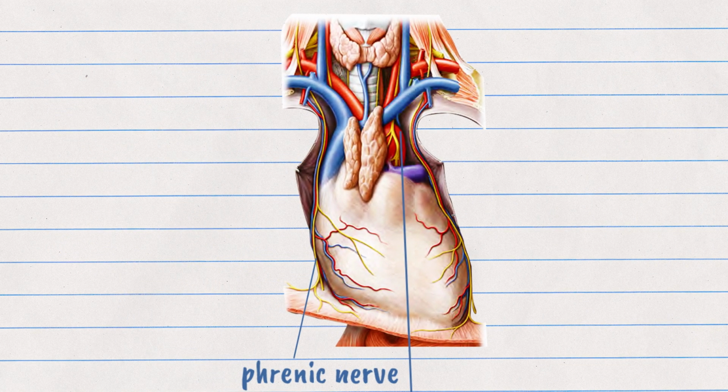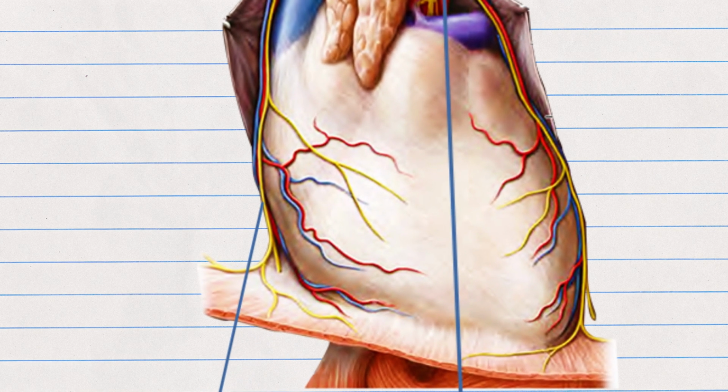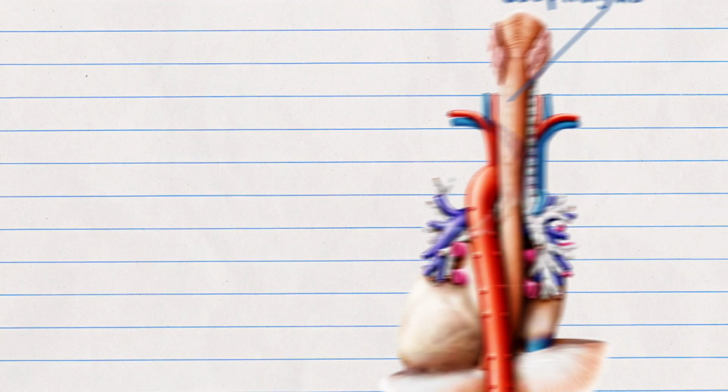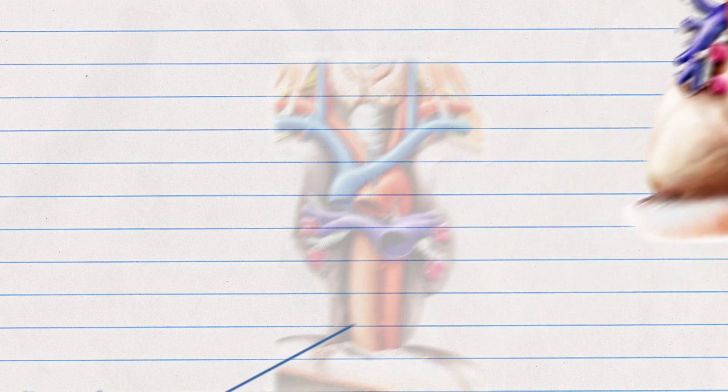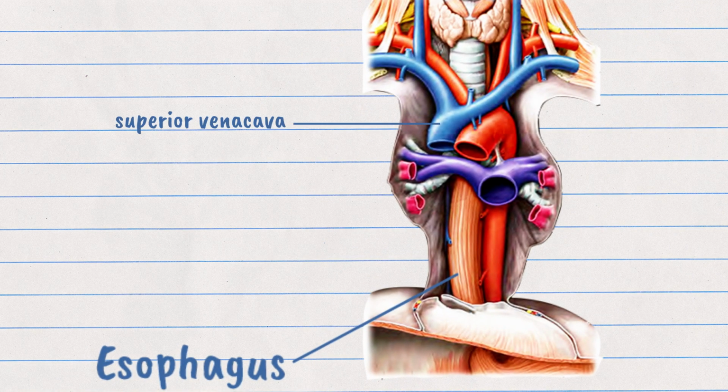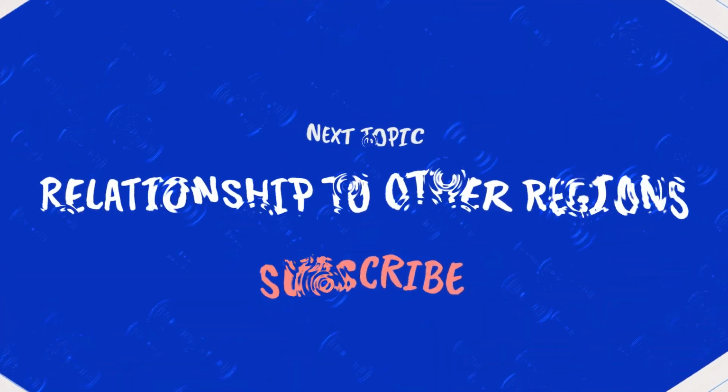Phrenic nerves originating in the neck pass through the mediastinum to reach and innervate the diaphragm. Furthermore, other key structures, such as the trachea, thoracic aorta, and superior vena cava, travel within this region.